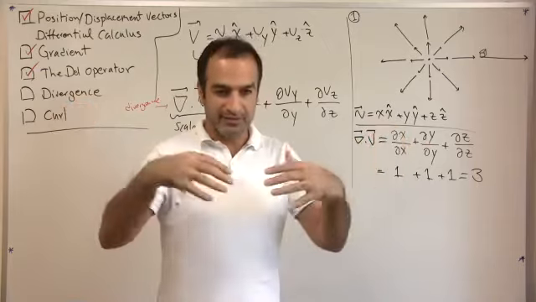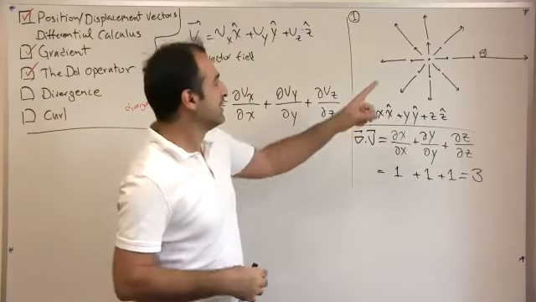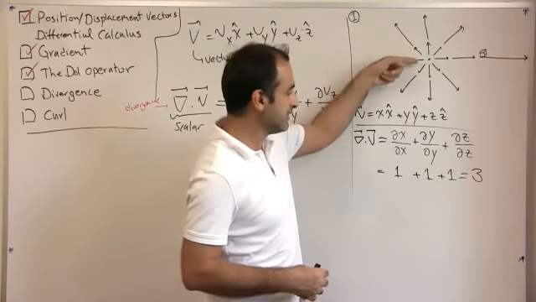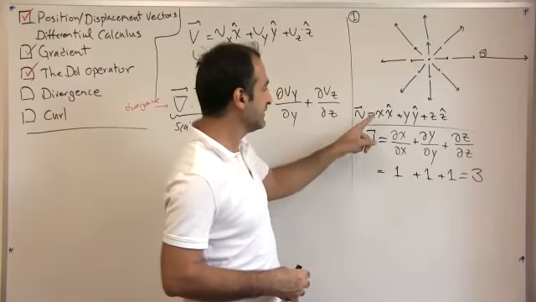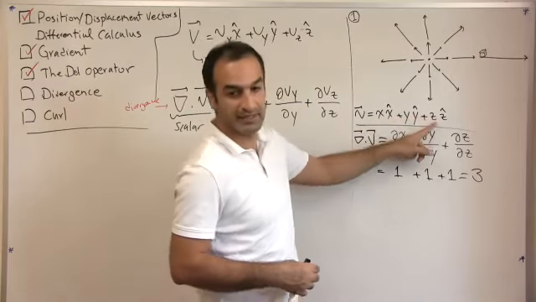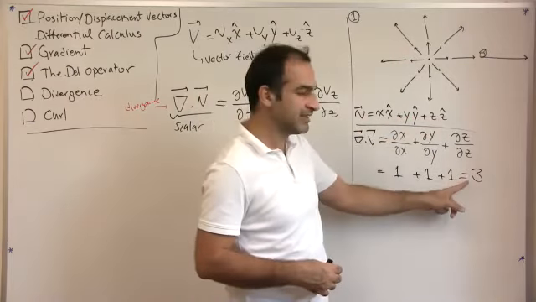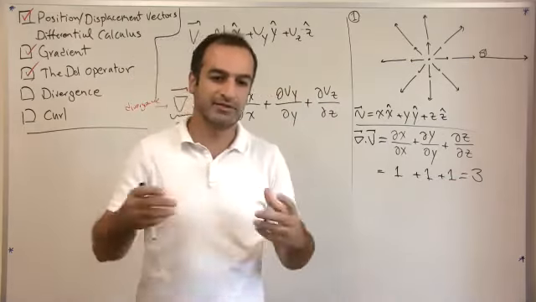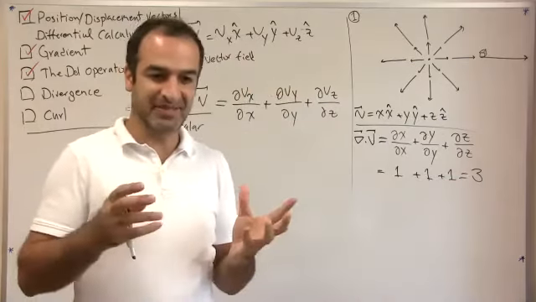Negative divergence is convergence. We could have a field like this, all the arrows pointing to the center, having negative x, negative y, and negative z here, with a divergence being -3. So convergence is just one type of divergence with negative sign, if that makes sense.